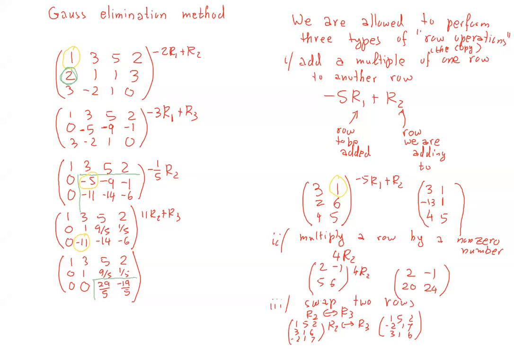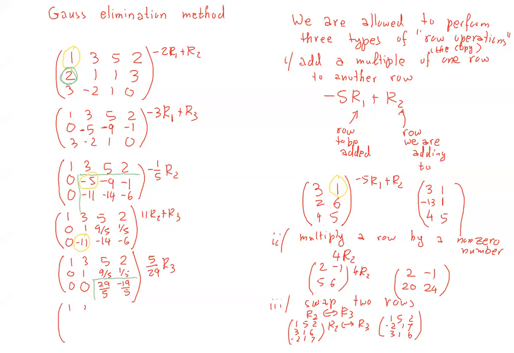And what do I get? I'm going to work with this. I want to make this 29 over 5 pivotal. So I will multiply 5 over 29 times row 3. And it's 5 over 29. So the inverse, not the reciprocal.